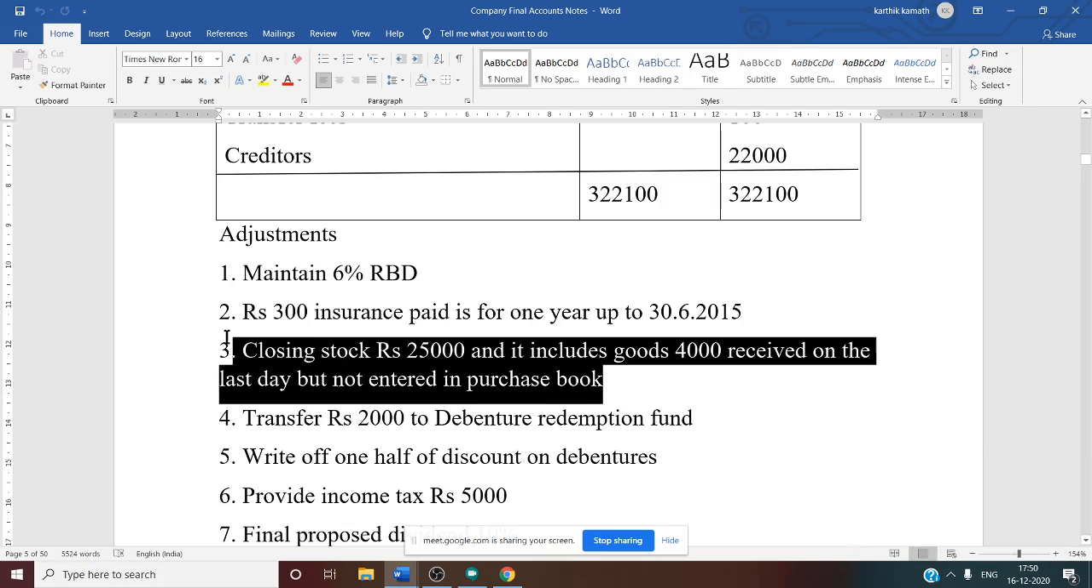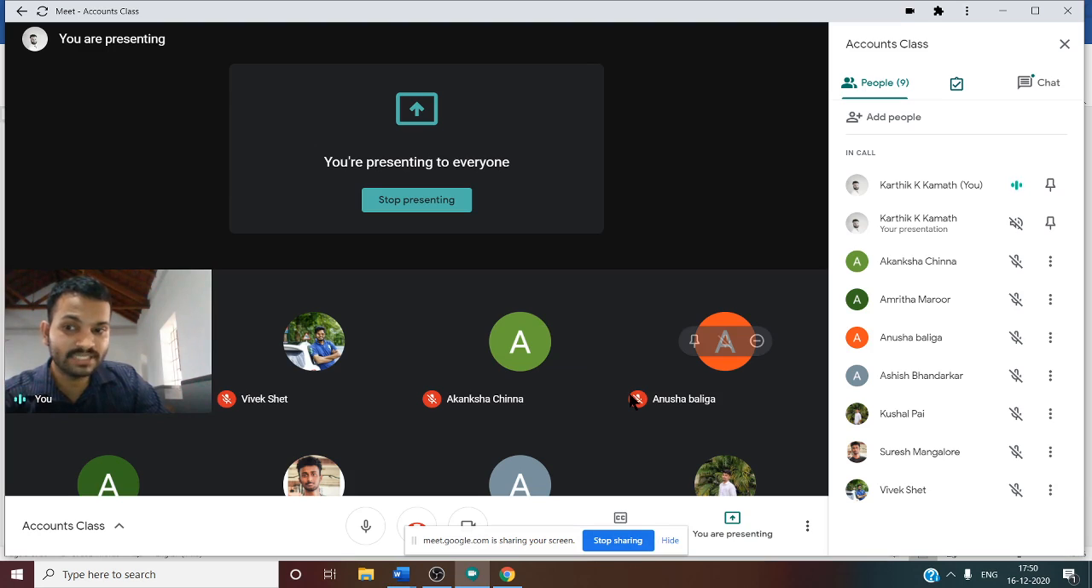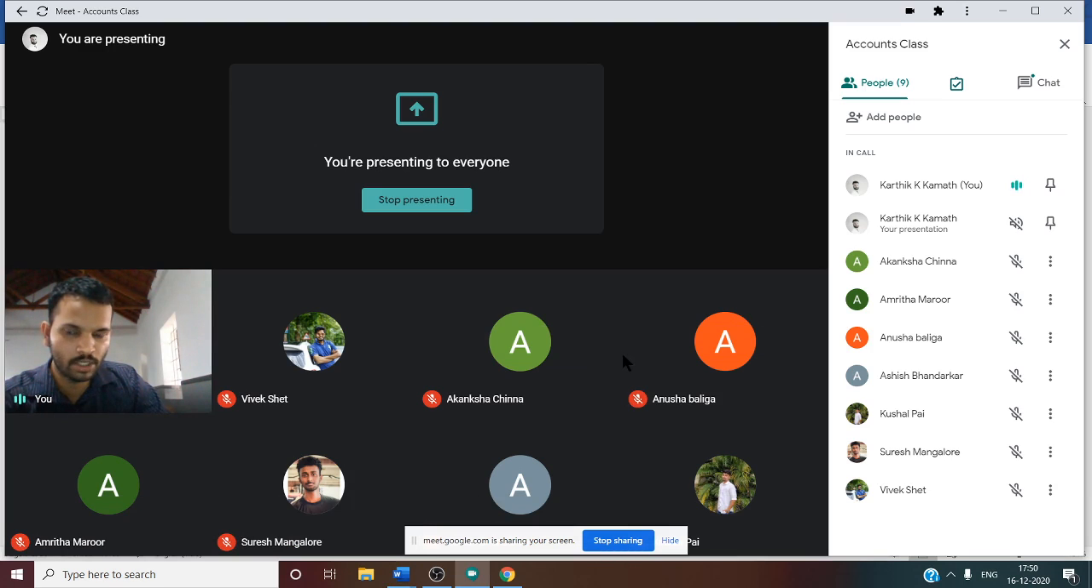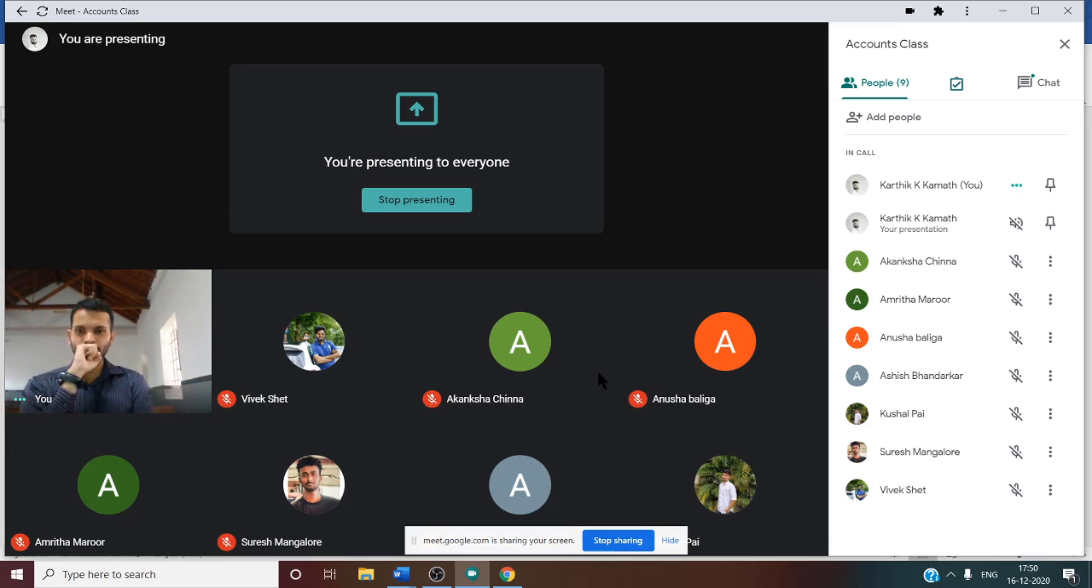Next, one more adjustment they have mentioned, that is closing stock rupees 25,000. Now we know this is closing stock information they have given. Where will it come? Two times it will appear. Where and all? Closing stock, 2 times, because it is given in the adjustment. Whenever an item is given in the adjustment, that item has to appear twice.